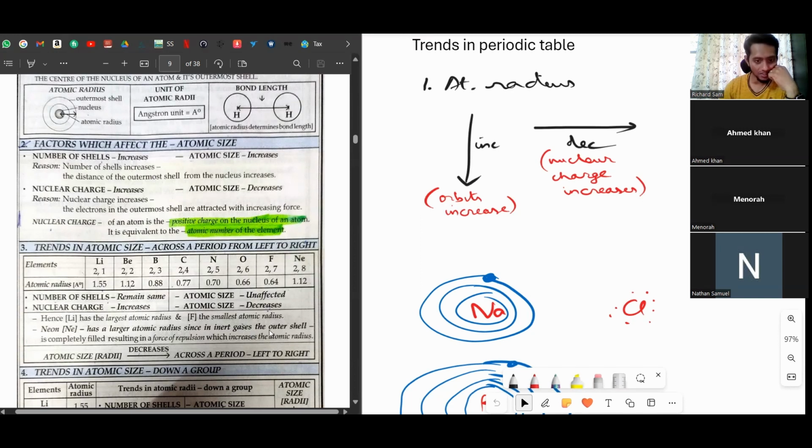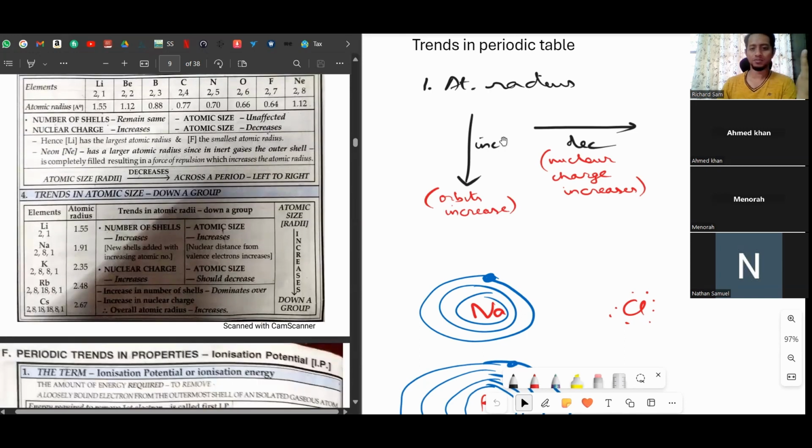In inert gases, the outer shell is completely filled, resulting in a force of repulsion which increases the atomic radius. Why does neon have a high atomic radius? It's because the outermost orbit is complete. Neon has 8 electrons in the outermost orbit, and these 8 electrons repel each other because they're all negatively charged. It pushes the outermost orbit a little bigger. So neon has a bigger radius even though, according to the trend, it's supposed to have the smallest. It's an exception because the orbit is complete and the electrons repel each other.